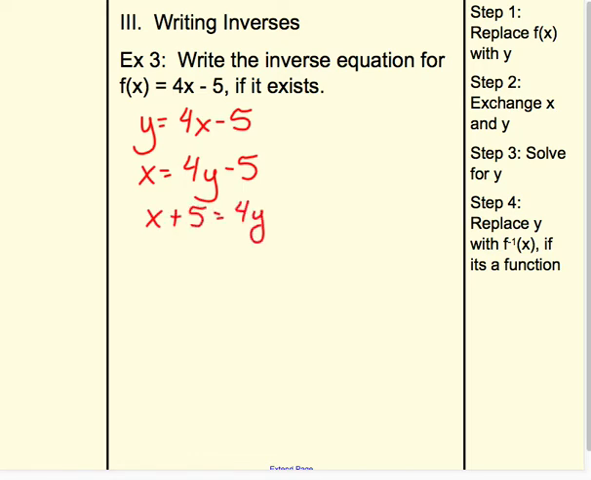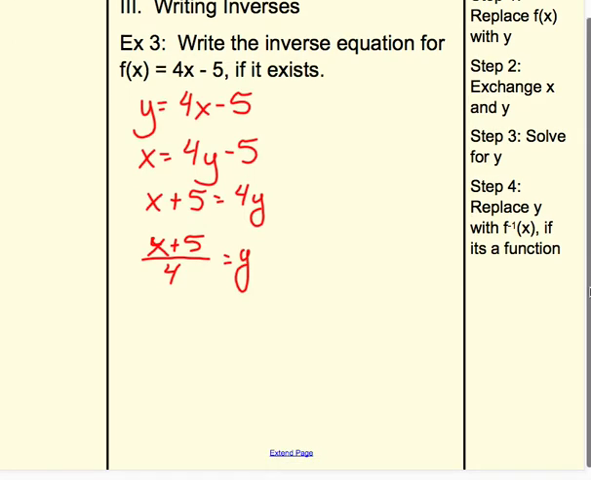and divide both sides by 4. And the last step is replace y with the f inverse of x notation if it's a function. Remember, all functions have an inverse, but not all of them are functions. So we can't use the f inverse or the function notation if its inverse isn't a function.